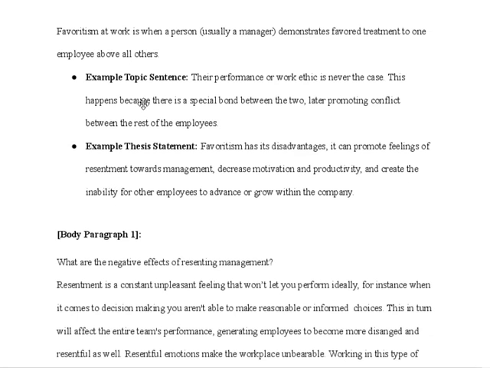Now her thesis statement is: favoritism at work has its disadvantages. It can promote feelings of resentment toward management, decrease motivation and productivity, and create the inability for other employees to advance or grow within the company. So this is the student's thesis statement about favoritism at the workplace. And so she has her topic, she has her opinion, and her reasons.